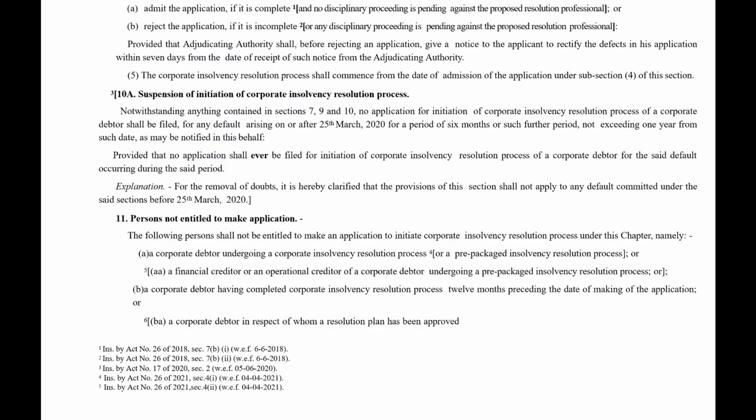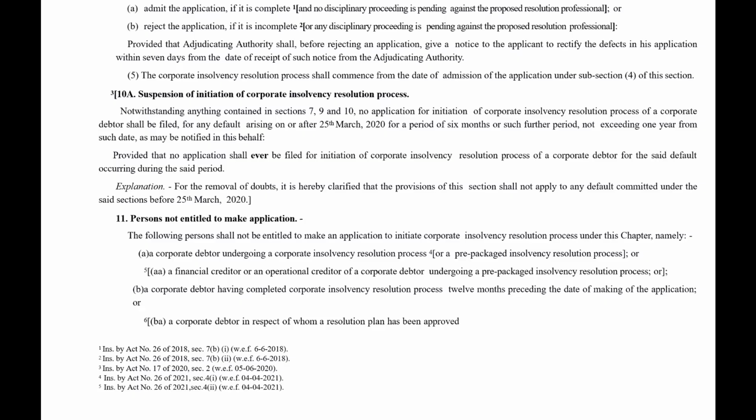The corporate debtor having completed CIRP process 12 months preceding the date of making of the application. So let us understand it this way, that if a person is already admitted into ICU, then nobody can be allowed to disturb him. Here this 12 months is the cooling period. Suppose 12 months have to elapse before making another application. Suppose a default occurred, CIRP was admitted, and he was over from that process. So it says if the CIRP is completed, then also you have to wait for 12 months, because you have to allow for the things to get stabilized.